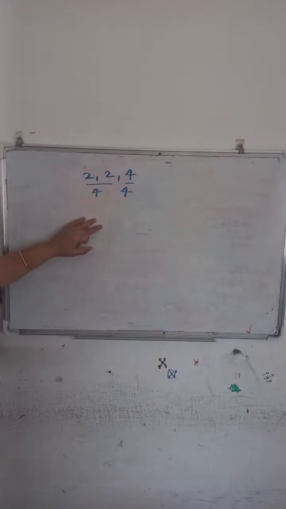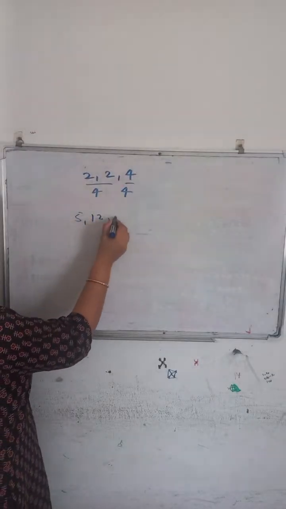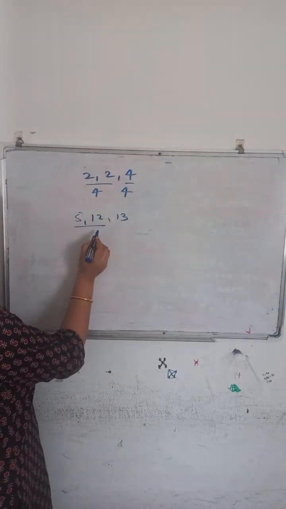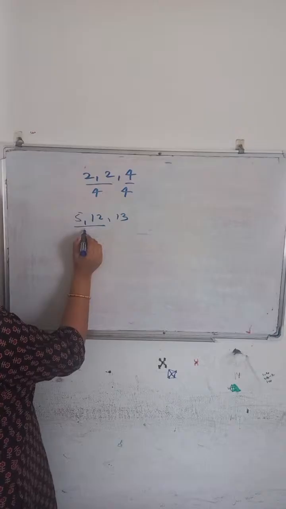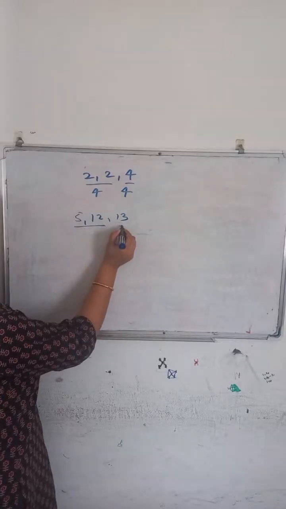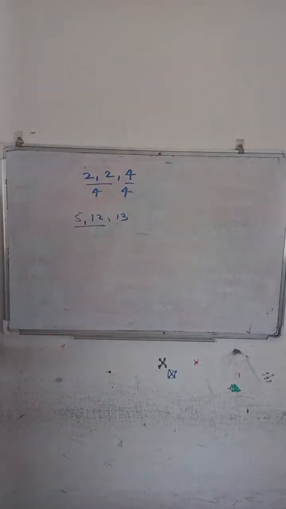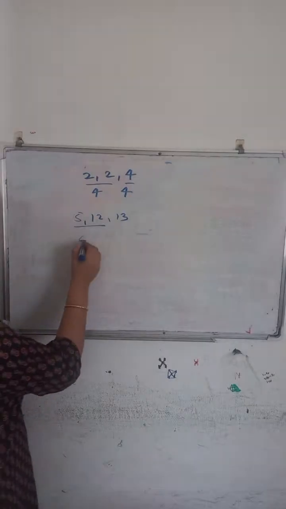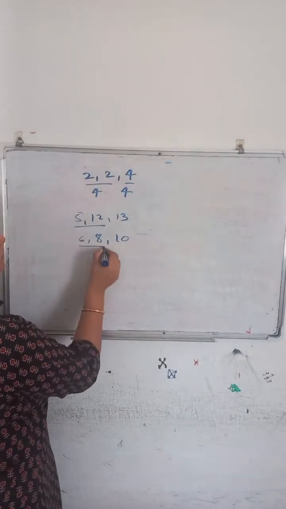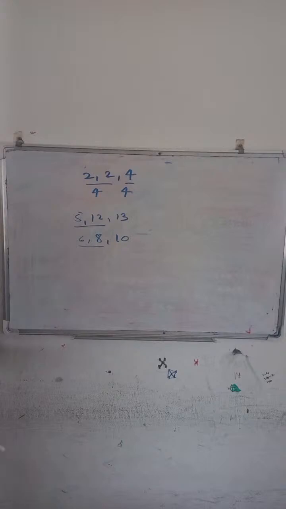But if you go for B, it is 5, 12 and 13. If you take the sum of 5 and 12, it comes to 17, which is greater than 13. Here a triangle can be drawn, that is possible. Even in the third case, 6, 8 and 10, 6 plus 8 is greater than 10. So this triangle is also possible. So in both cases it is possible.